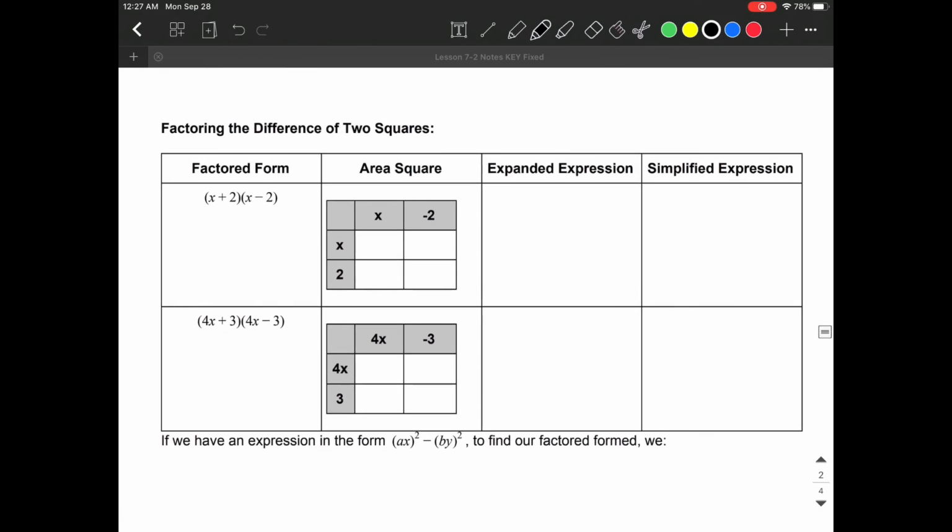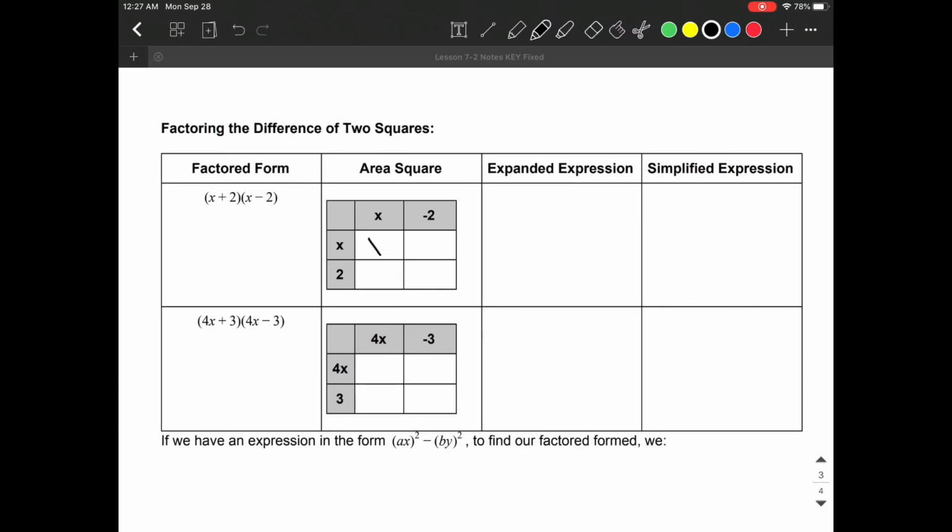All right, and then the last type of quadratic expression we're going to look at is the difference of two squares. So for the difference of two squares, I'm going to do this all through and see what I get as my simplified expressions, and then I'm going to look for a pattern again. I have a factored form to area square. I'm multiplying the two together.